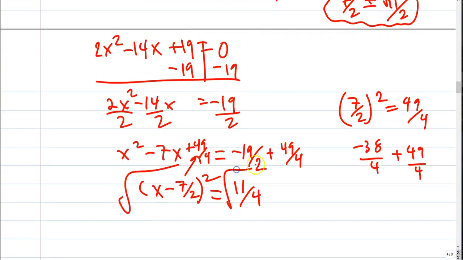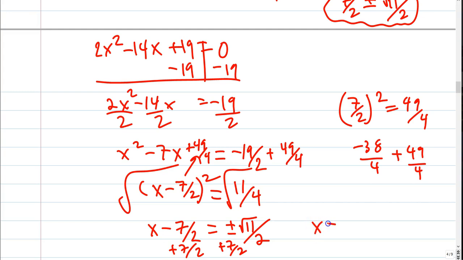Square root both sides. x minus 7 halves is equal to plus or minus the square root of 11 over the square root of 4, which was 2. Adding 7 halves, what do we get? x is equal to 7 halves plus or minus the square root of 11 over 2.